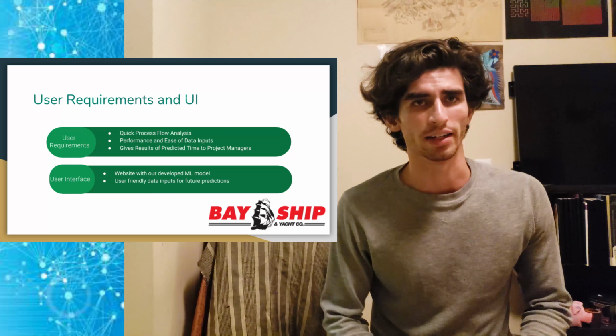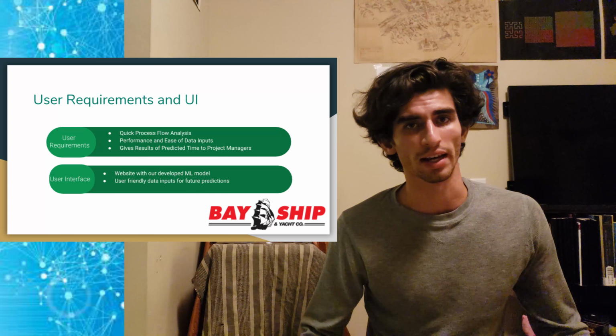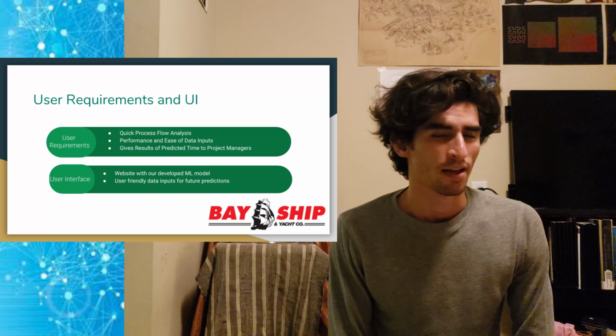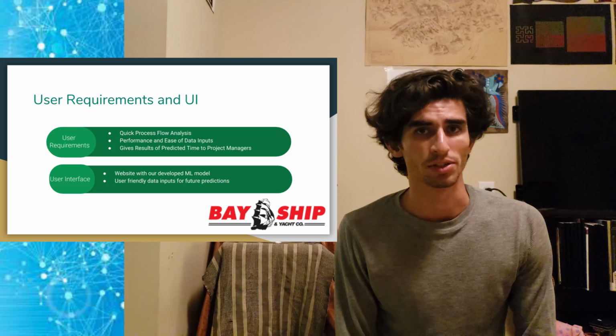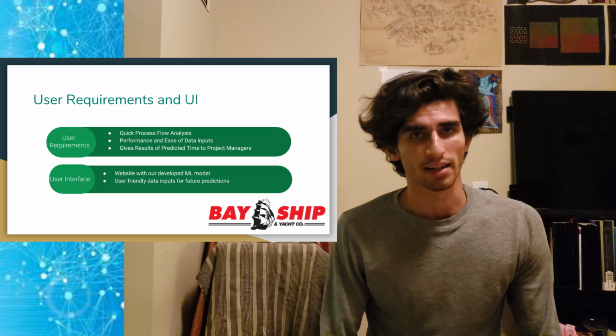All right, so now we're heading into the user requirements and the user interface. User requirements are what the user would like to have from this platform, what is required for our platform to provide. That would be a quick process flow analysis. It would need to have good performance, be easy to input all the data, and provide the correct predictions. The user interface will most likely be a website that integrates our machine learning algorithm, and again, very user friendly so that it's easy to input all the data to make predictions.